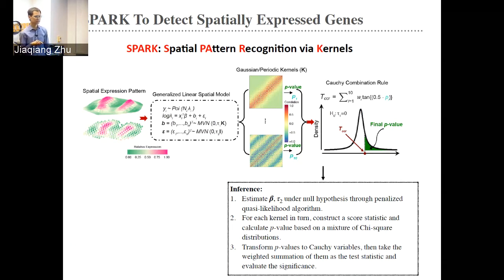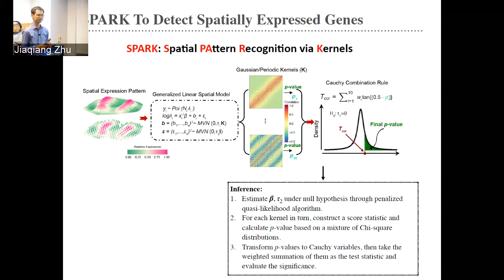So this rule takes advantage of the fact that the summation of different Cauchy variables, no matter whether they are correlated or independent, still approximately follows the Cauchy distribution. So by using this rule, we can summarize the 10 p-values into one p-value without losing control of the type 1 error. So any questions?